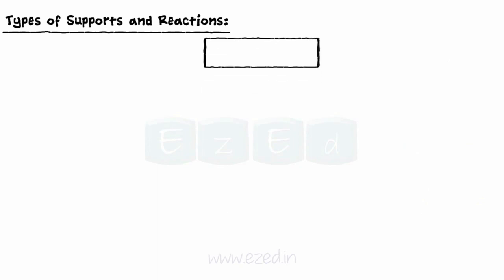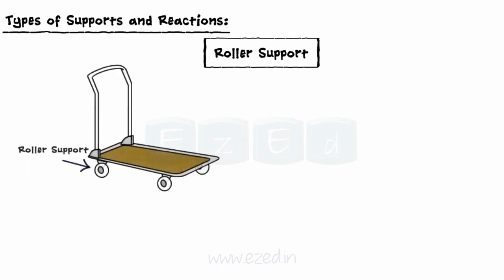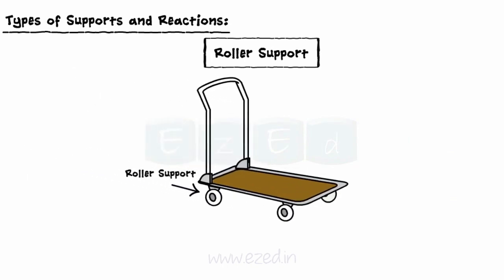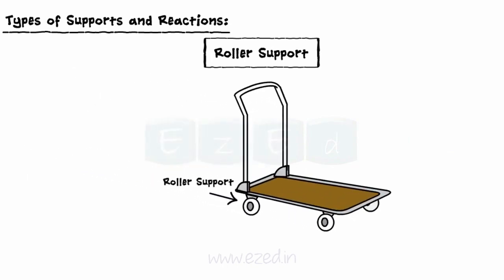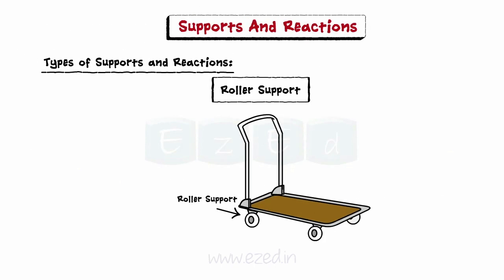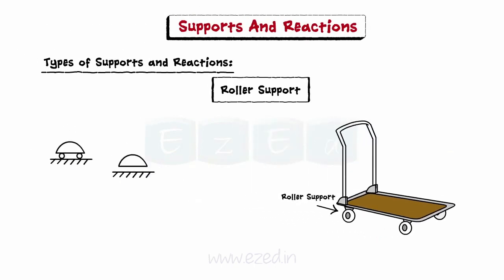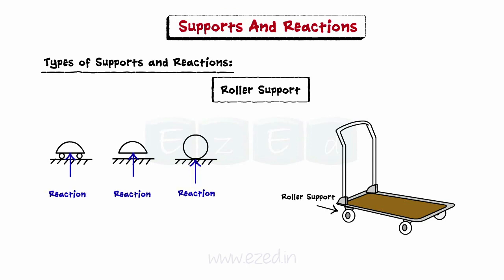Let us first take a look at a roller support. A roller support is free to roll on a surface on which it rests. A roller support can be represented by any of the following three symbols. It only offers a force reaction normal to the surface on which it rests.